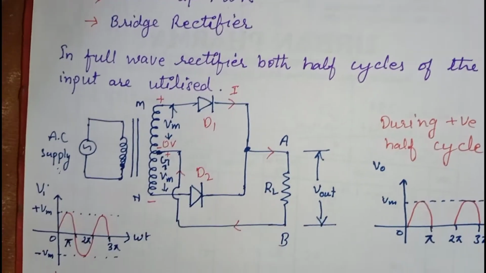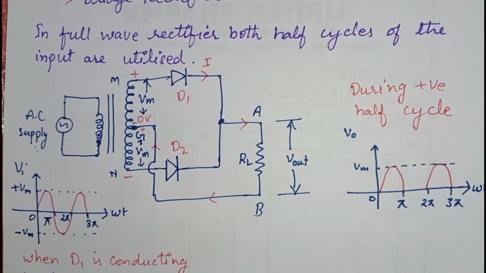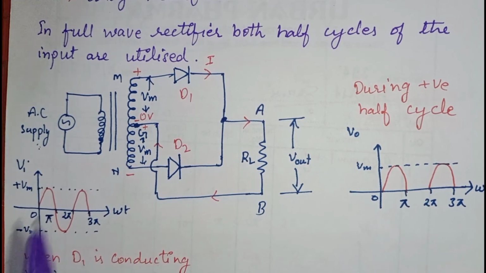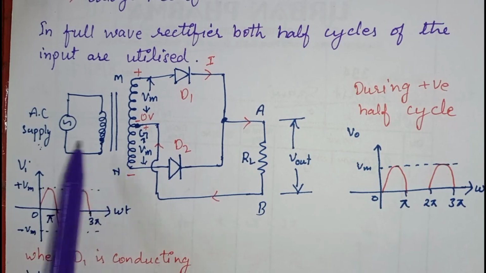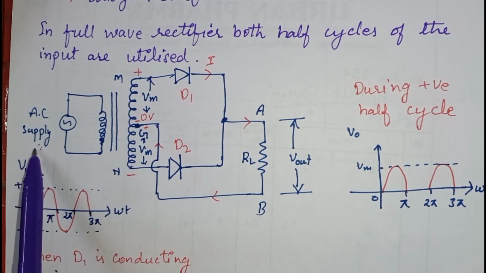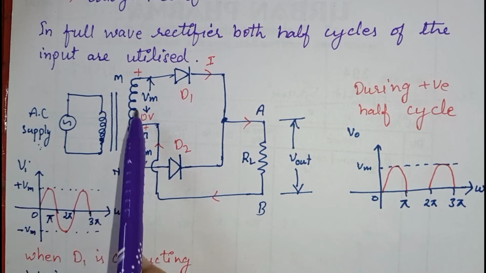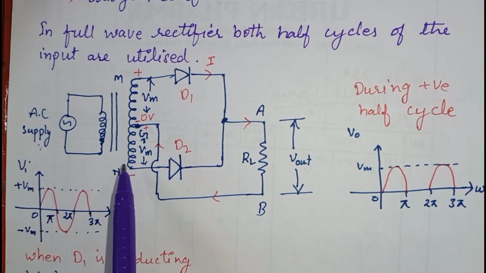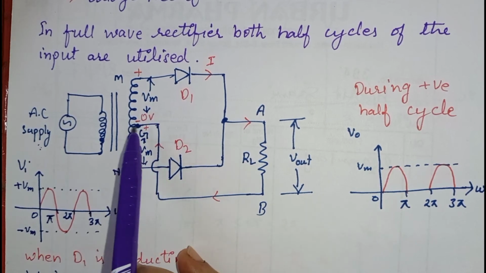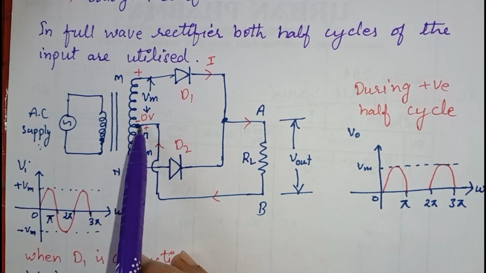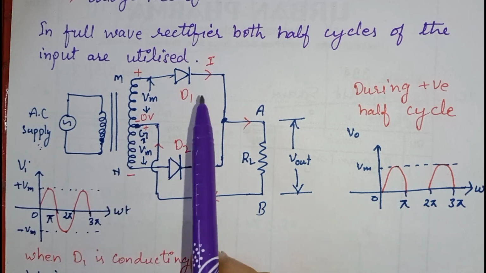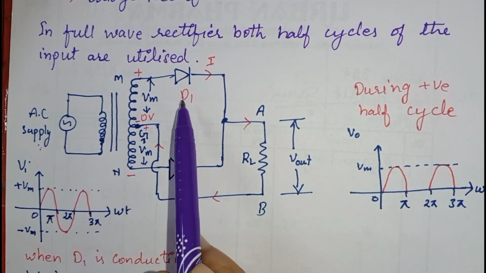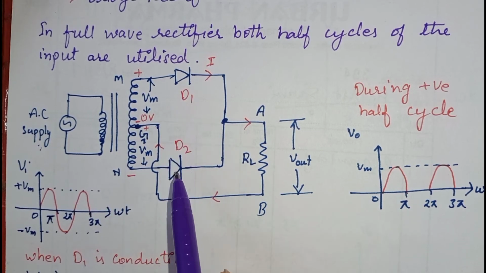This is the circuit diagram of center tap full wave rectifier. Here at the primary of this transformer, we apply AC input supply. According to our use, we use step down or step up transformer. This is a step up transformer, and we will center tap the secondary of the transformer winding. Here we will use two diodes. These two diodes will work alternatingly.